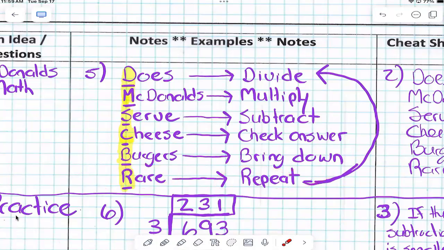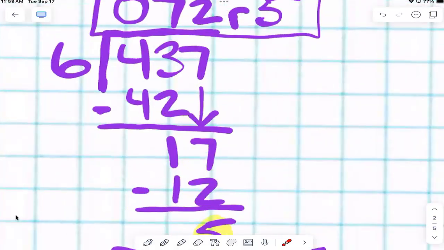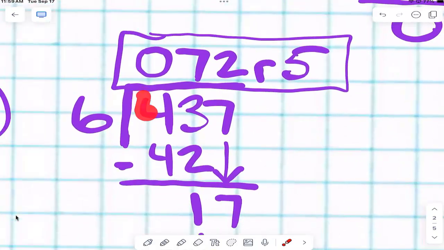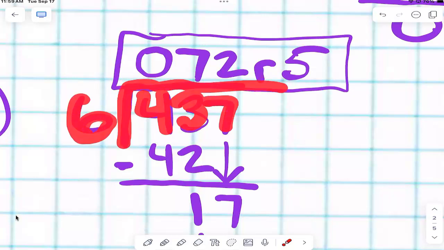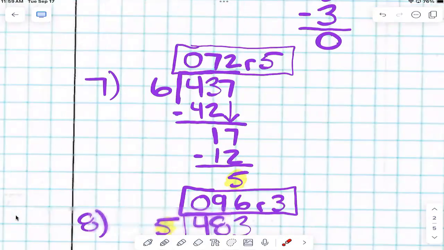Okay, we're going to do one. I'm going to go kind of fast. I'm going to solve this problem right here: 437 divided by 6. Just listen and watch. Does 6 go into 4? No. So I put a place value holder up here, yes or no? Yes. Does 6 go into 43? Yes.